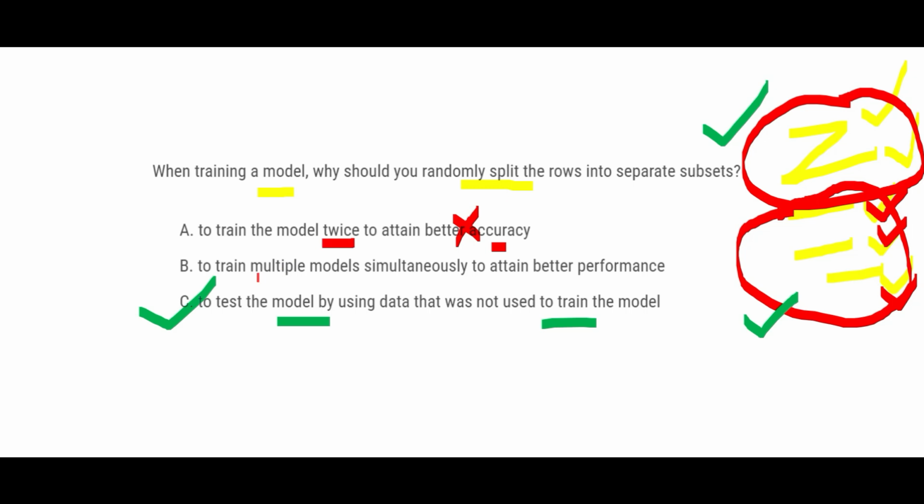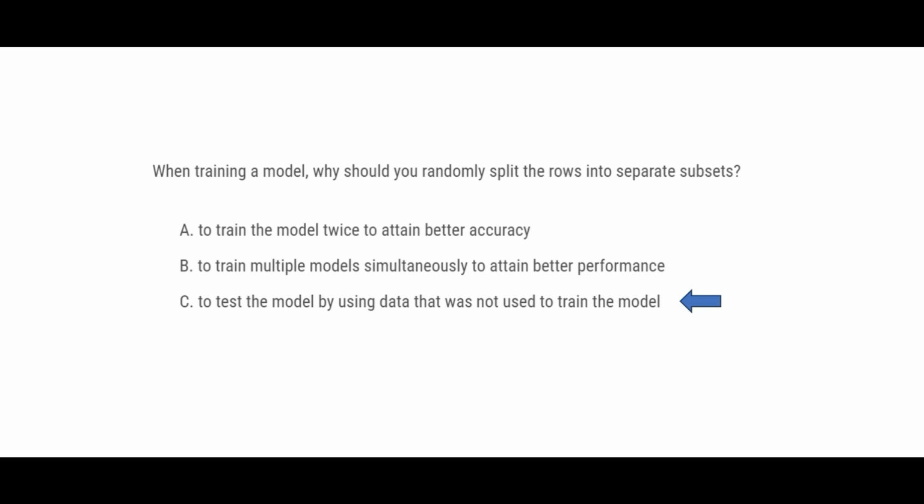Now this one, option B, says we will train multiple models simultaneously to attain better accuracy. That means, probably, this is the clue I am deriving: they are thinking that we will use this data set to train the first model and this data set to train the second model. So we don't do such things. We have multiple data sets to work on one model at a time. That's how we do it in the real world. So that is why option C is correct.